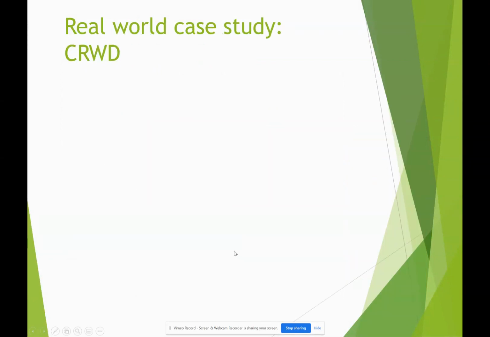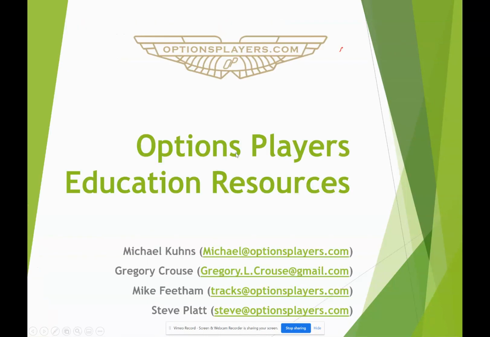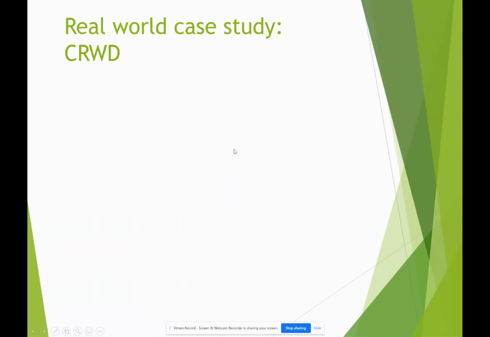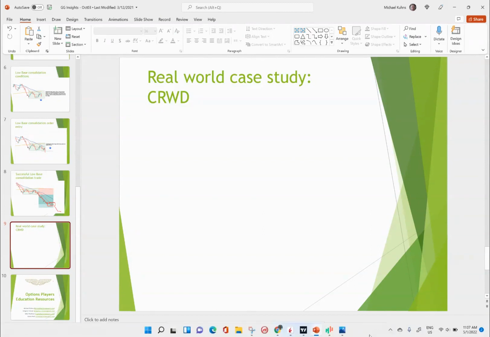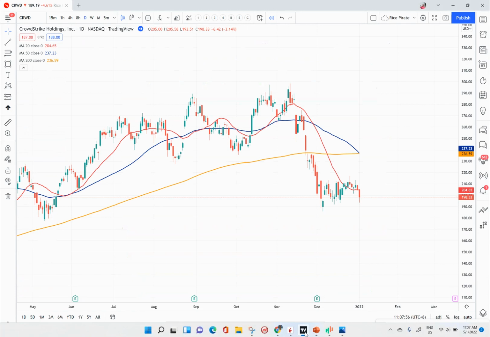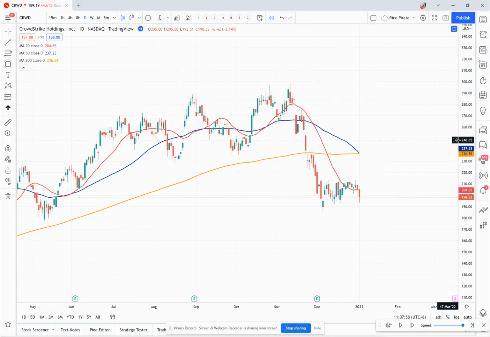So let me give you a real world case study. I've been watching CRWD for quite some time, and let me just get to the chart. Sorry, I've got to do that. Let me get to the chart. And I announced this in chat yesterday before open, what I really wanted to do. And here is CRWD on Monday at the close.